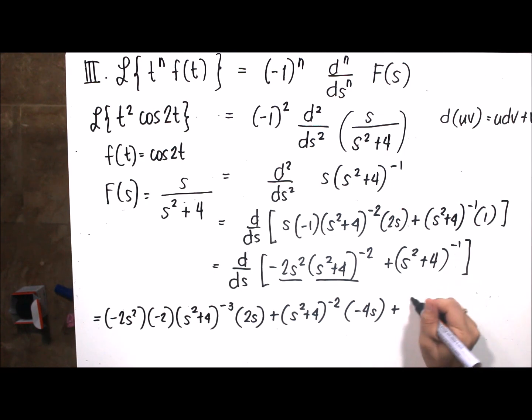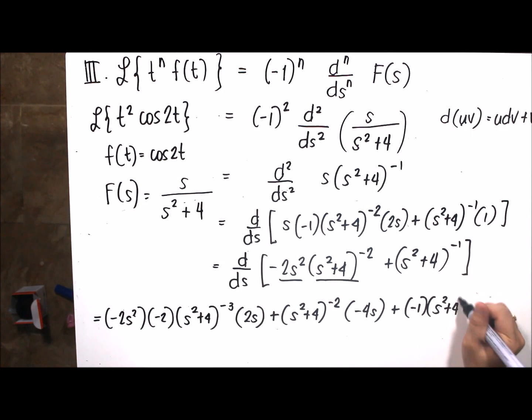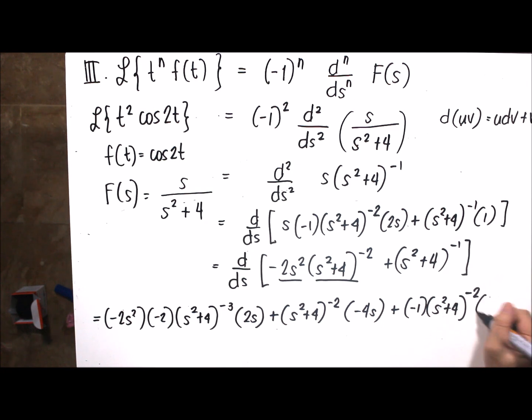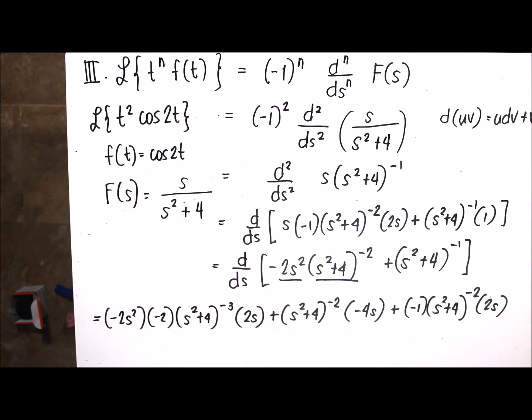bring down the negative exponent 1. Copy the base, s squared plus 4. Minus 1, so negative 2. Derivative ng base, 2s. And this is the Laplace transform of t squared cosine 2t. What remains is simplifying the answer.